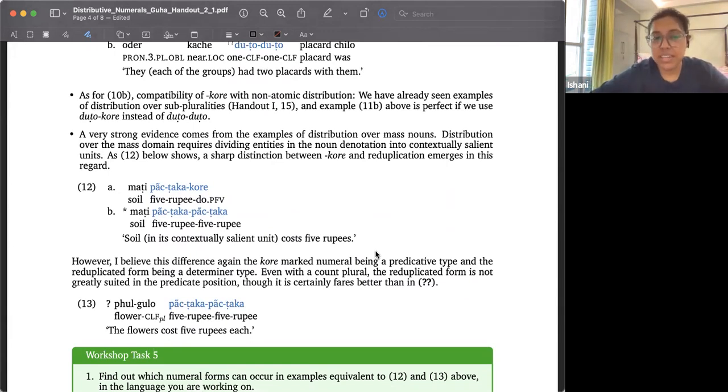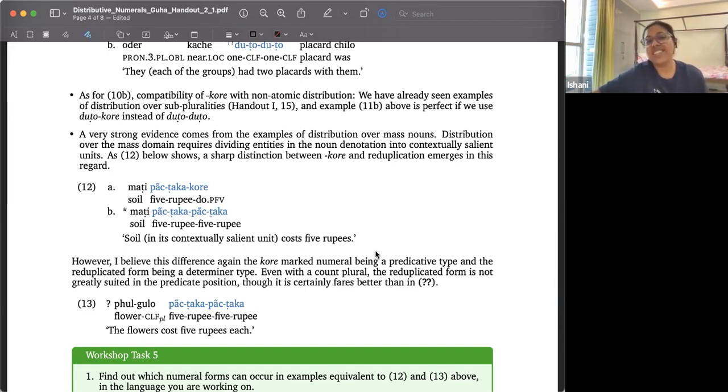So the interesting fact, which all of you should check with your languages, is 12. This is a very strong, sharp distinction when we distribute over mass nouns. In 12a, for Bangla, we only like kore. We absolutely hate the other. Even I have very strong judgments here, and I say even I because all my judgments on these things have become diffused. But even I see the terrible contrast between these two: you can say Mati 5 taka kore, but it is really bad to say Mati 5 taka 5 taka.